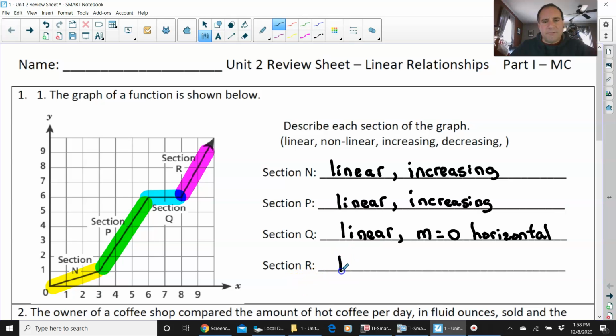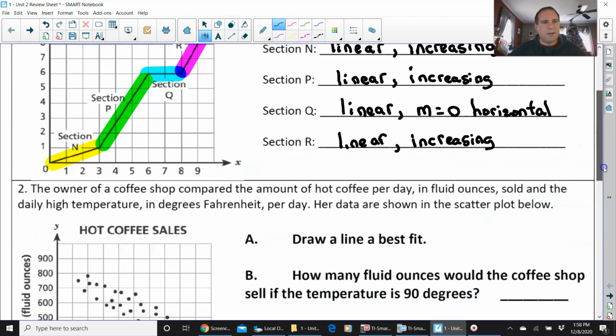And the last section right now is R. And we have linear, obviously. And it's increasing. Right, and that takes care of number 1.